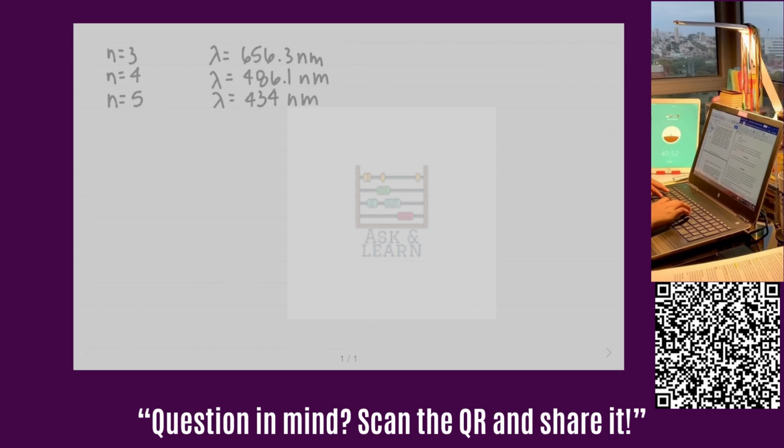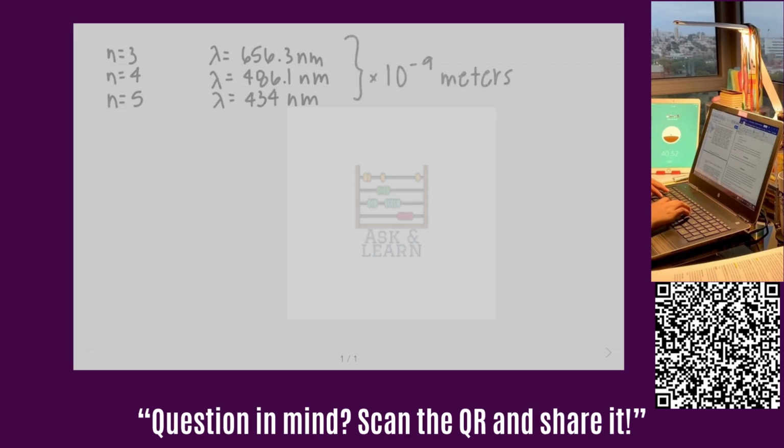Okay, so for this problem, we are given what the wavelength is at different values of N, and we're going to calculate what the energy is in kilojoules per mole. One thing to note before we start is that because all those wavelengths are given in nanometers, when we use them in our equation, we're going to multiply them by 10 to the negative ninth in order to get them in terms of meters, not nanometers.